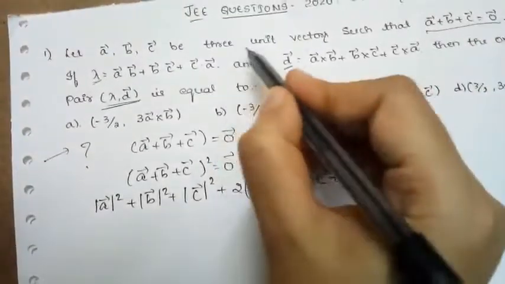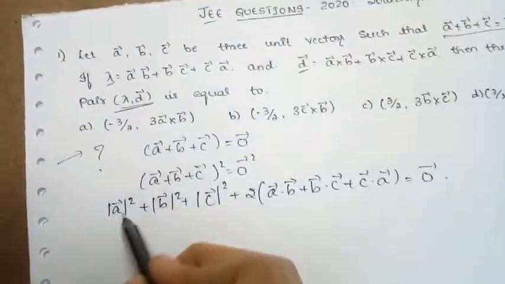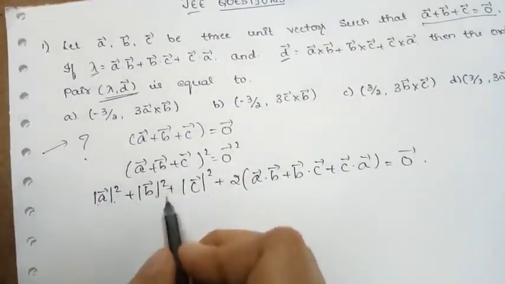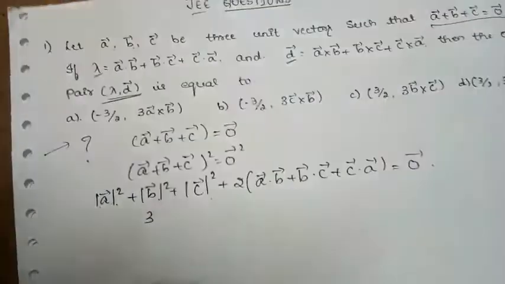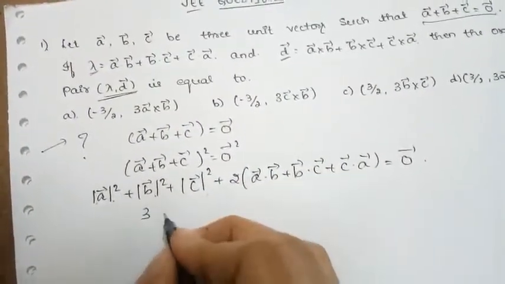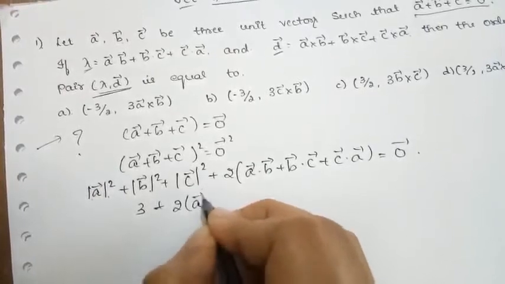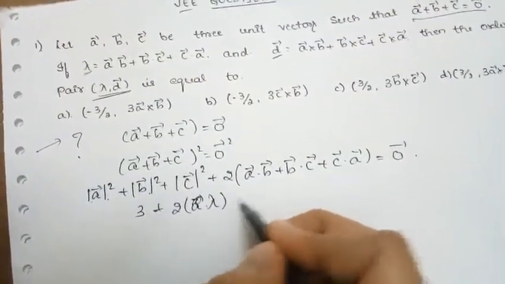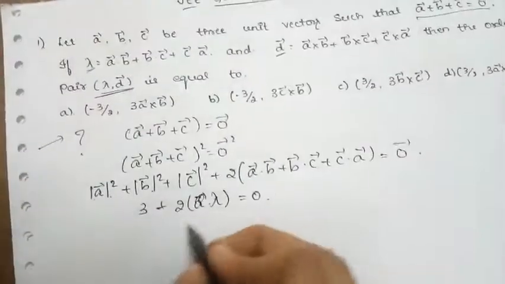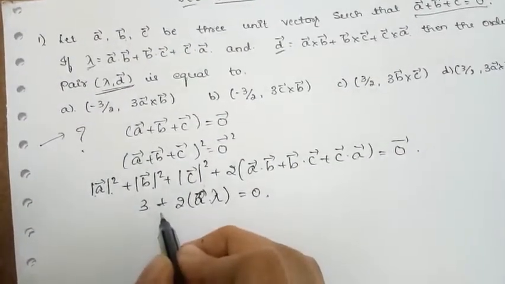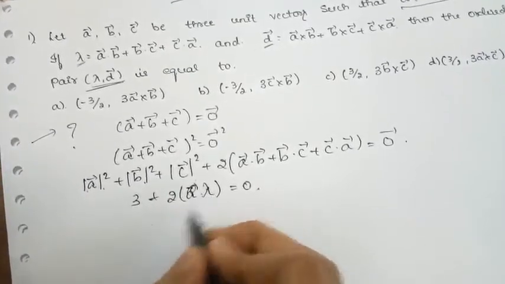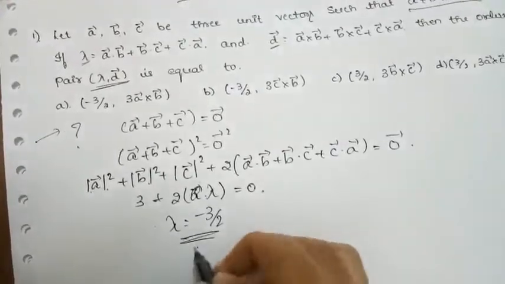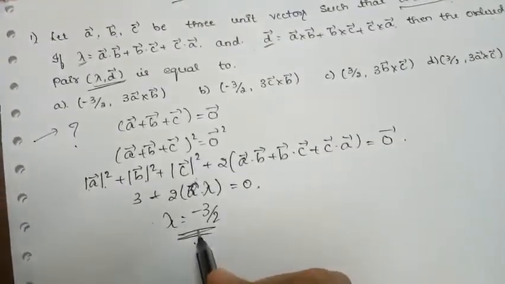Now, since they have said that all three vectors are unit vectors, the magnitude of each vector is equal to 1. So 1 squared plus 1 squared plus 1 squared becomes 3. So 3 plus 2 times this, which I call lambda directly. So 3 plus 2 times lambda is equal to 0. If I need to get the value of lambda, that is nothing but minus 3 by 2. So you got the value of lambda.